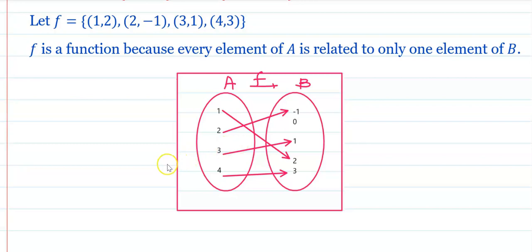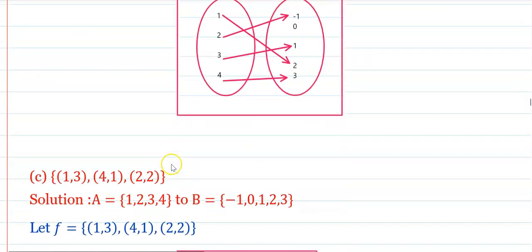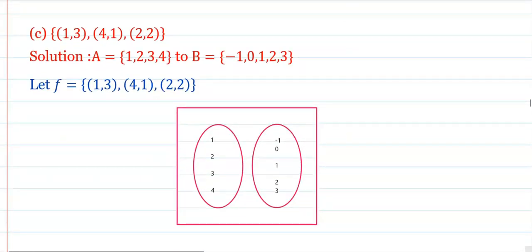Okay, now the next question. Now the next is the function f. The image of 1 is 3, the image of 4 is 1, the image of 2 is 2. But 3 does not have an image in B, and hence it is not a function.